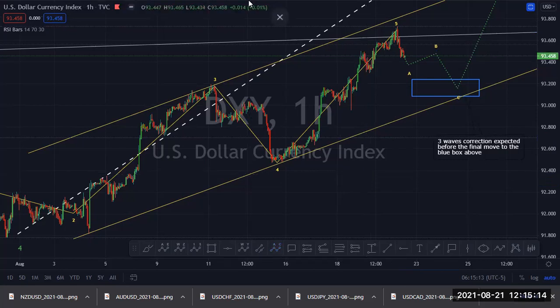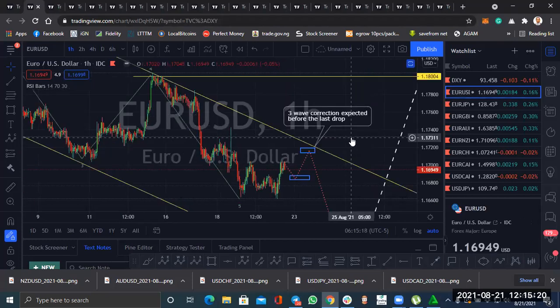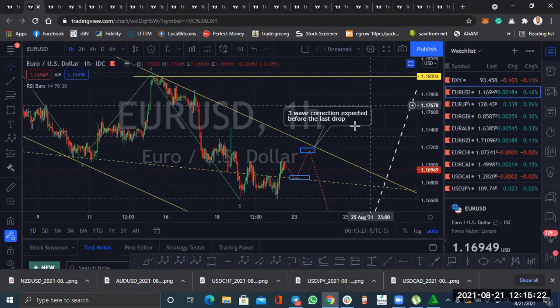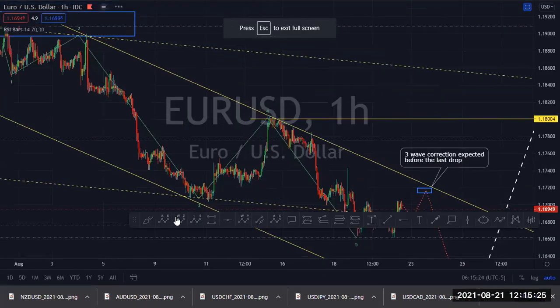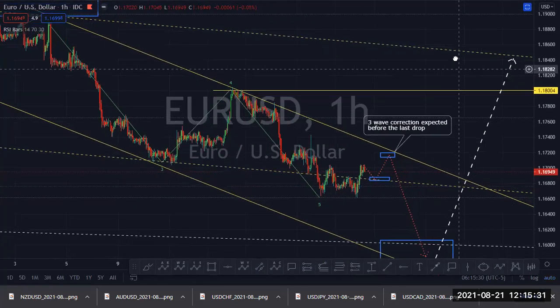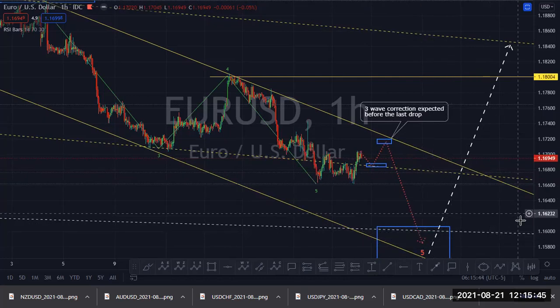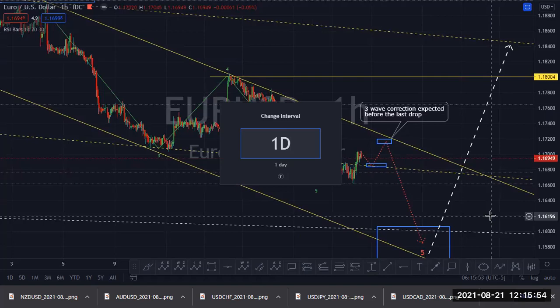Okay, so let's continue. Euro USD. You know, it's always opposite to the DXY. So you can see we are expecting the price to get to this yellow upper line. 3 waves correction expected before the last drop. So once we get A, B, C, then we expect the heavy drop, which you will see the pair go down to 1.6. Remember, it's more than 2 months now since I analyzed that it will likely touch 1.6.